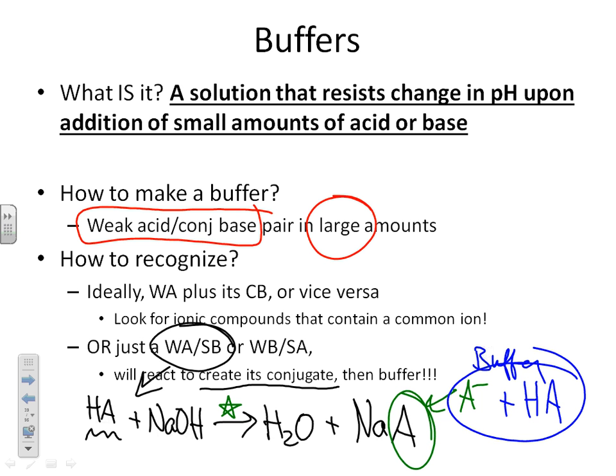So in order to create a buffer, it's okay if you're not starting with both the weak acid and its conjugate base right at the beginning. You can get the weak acid to generate its conjugate base, and then combine it with some additional weak acid, and there you go, there's your buffer. There's the combination of the two.